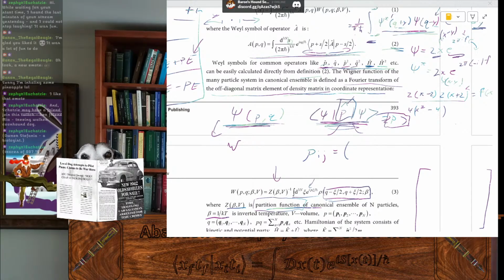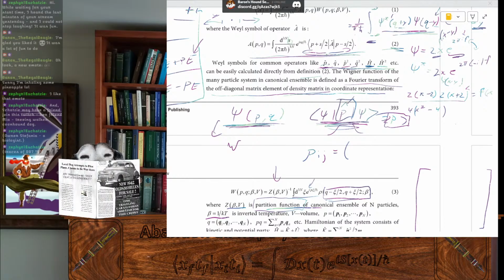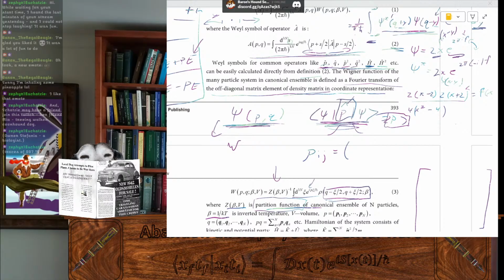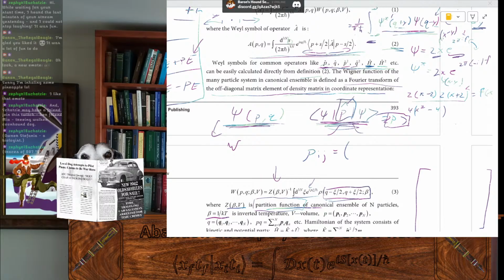Sorry, it's been a while since I've touched this stuff. Anyway, consider observable A in a pure state psi with the expectation given by that. The density matrix for a pure state is given by the outer product of psi with itself. The expectation value of observable A in a state is represented by the density matrix rho given by that.